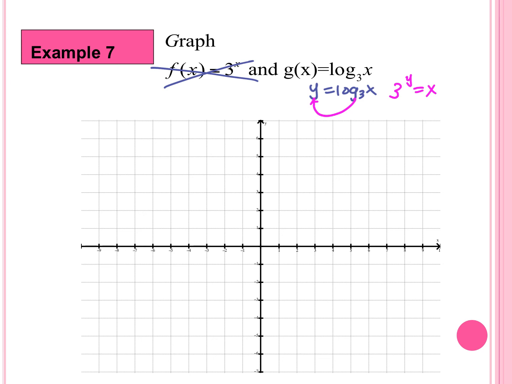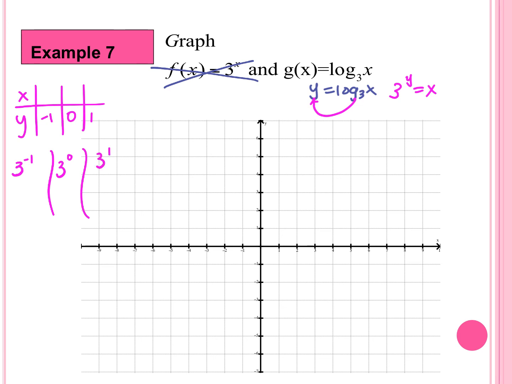And this is why we plug in for the y. If you plug in for the x, it's a lot harder to figure out what you have to raise 3 by to get to it. So it's easy to just plug in for the y: -1, 0, 1. So 3 to the -1, 3 to the 0, and 3 to the first: 1/3, 1, and 3. So I have (1/3, -1), (1, 0), and (3, 1).